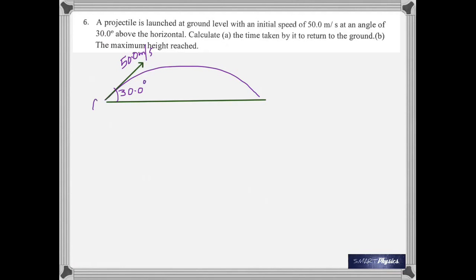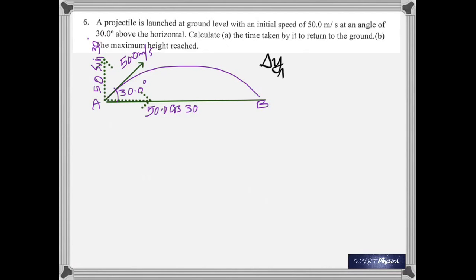Okay, this is two-dimensional motion, so there's going to be delta x and delta y. Delta y, which is the displacement in the vertical direction, is 0. So first of all, make the diagram. That's the path taken. The speed is 50 meter per second at an angle of 30 degrees. Break it up into its two components. The horizontal is 50 cos 30 and the vertical is 50 sin 30.